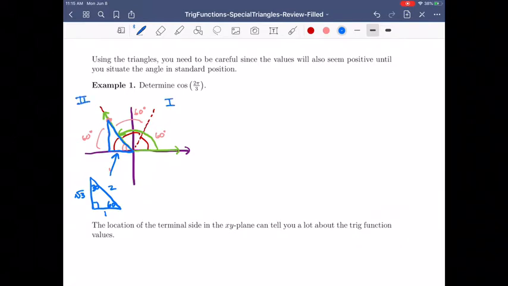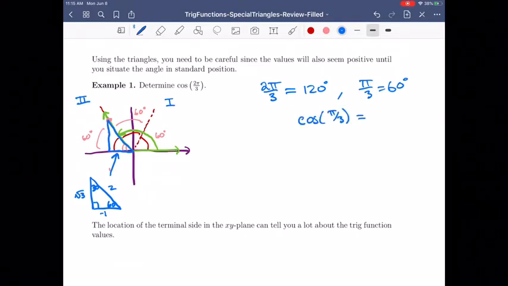But we want to be careful because it's in the quadrant, so this is quadrant 1, this is quadrant 2. It's going to have a negative x value. So in fact, we should think of this side as negative 1. You want to think about the placement. So 2 pi by 3 is 120 degrees, and pi by 3 is 60 degrees.